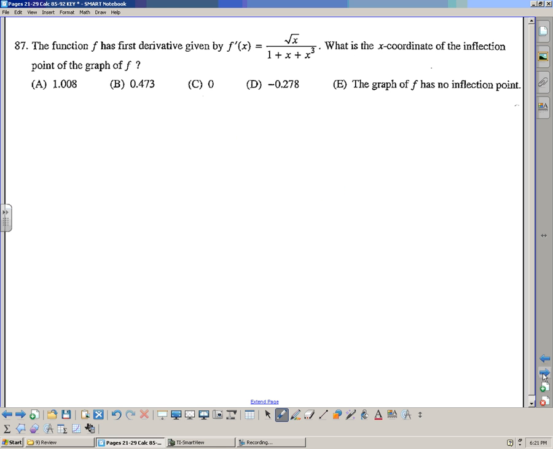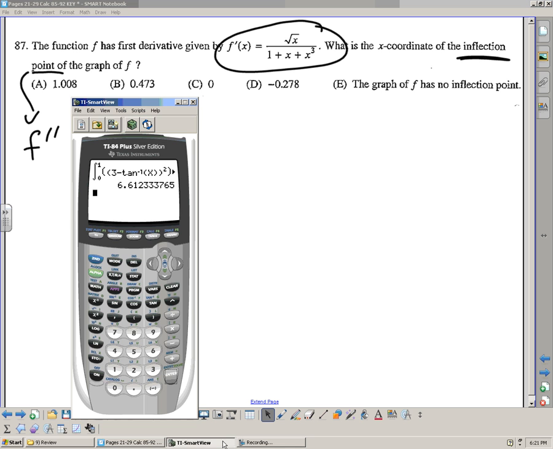All right. 87, the function f has a first derivative given by f prime of x is square root of x over 1 plus x cubed. What is the x-coordinate of the inflection point? Inflection point, we look to f double prime. But right now they gave us f prime. So I want to get a graph of f prime, and I want to use that to draw a little number line for f double prime.